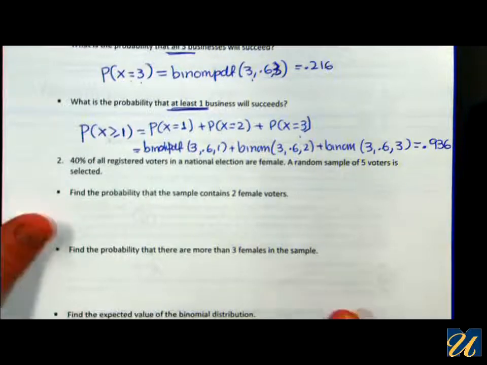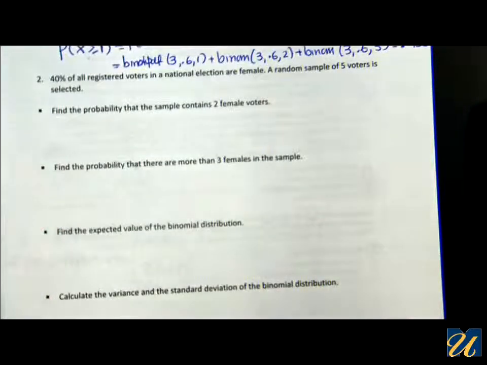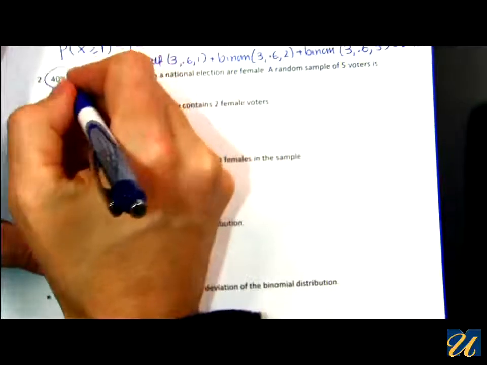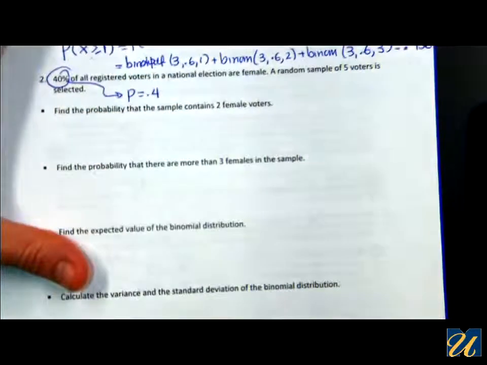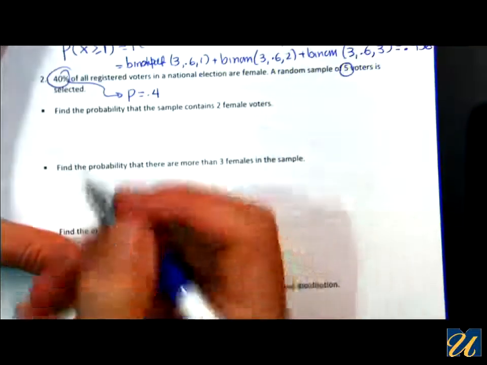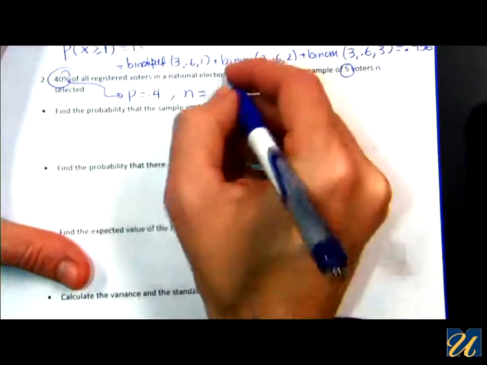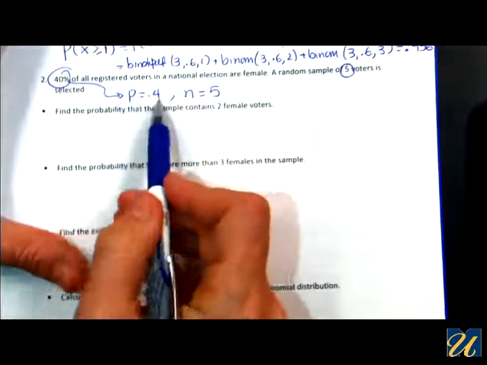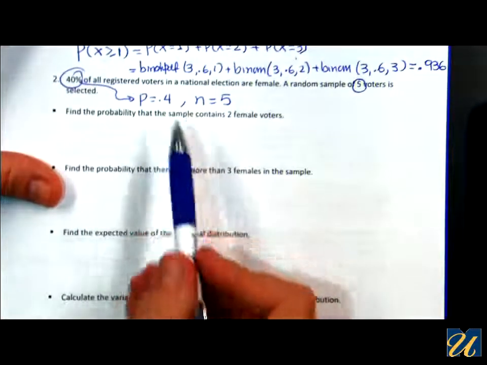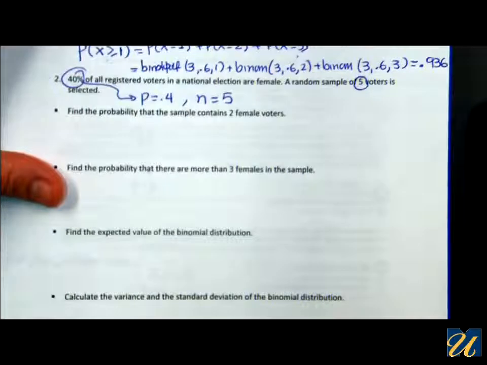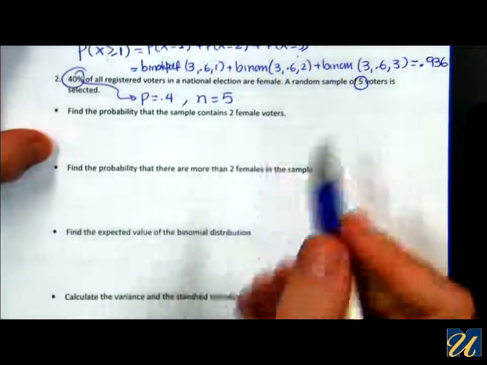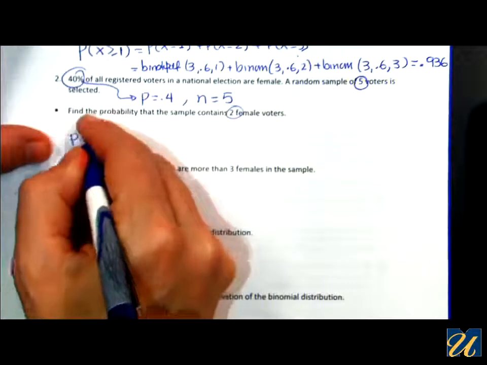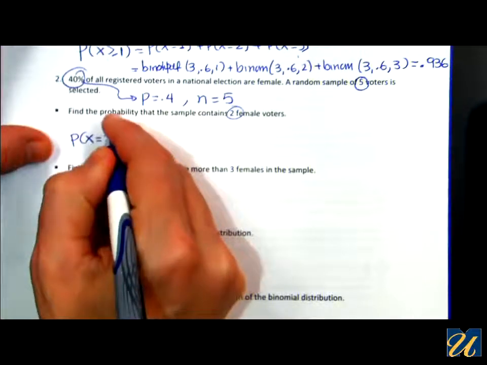Now, for the second one, 40% of all registered voters in a national election are female. 40%, that means this is your probability, so P is equal to 0.4. A random sample of 5 voters is selected, N is equal to 5. You automatically know that you have binomial probability distribution since N and P are given. Find the probability that the sample contains 2 female voters. That means I'm looking for the probability of X to be equal to 2.